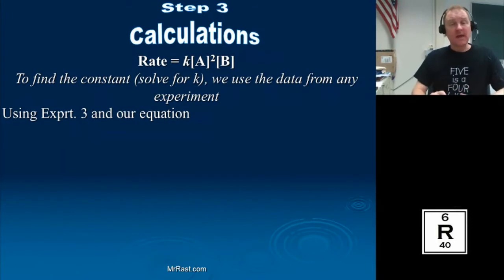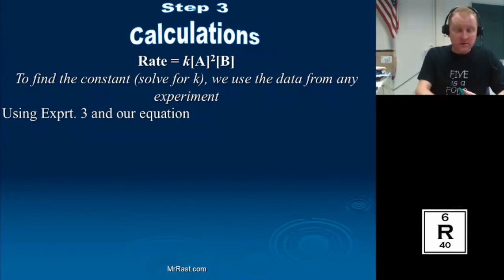To solve for K, choose any one of the experimental data points. I'm going to use experiment 3, but you could use 1, 2, 3, or 4. You should get the same answer no matter which one you use, and I highly encourage you to try another one and check my answer. Especially on a test or quiz, do more than one experiment, as long as there's time permitting, just to give yourself a little insurance that you're getting it right.